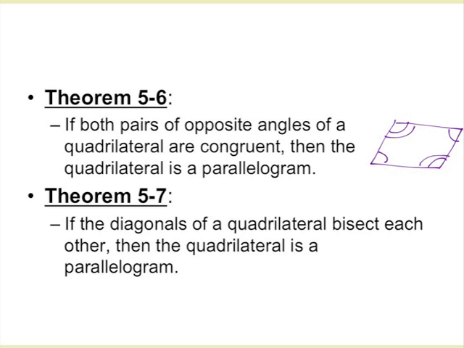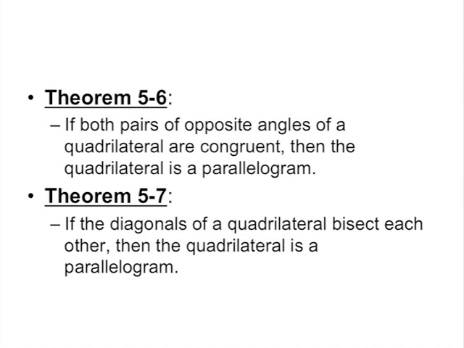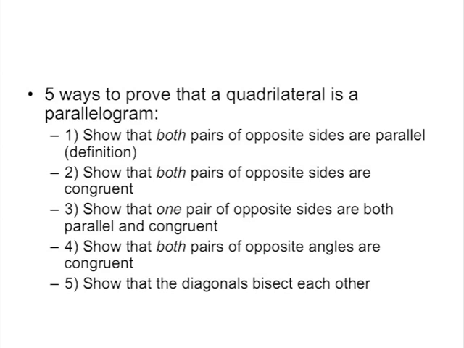And 5-7. If the diagonals bisect, then it is a parallelogram. So we talked about this one yesterday as well in the backwards version. But if we know that both diagonals are being cut in half, then we can know it's a parallelogram. So that was 4 new theorems. Those theorems, along with the definition, give us 5 ways that we can prove we have a parallelogram.